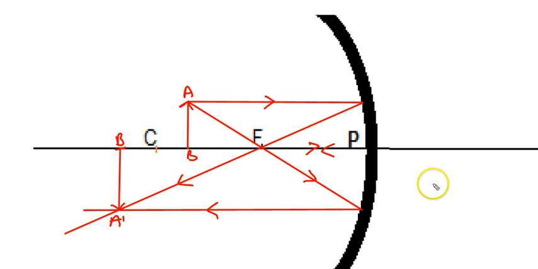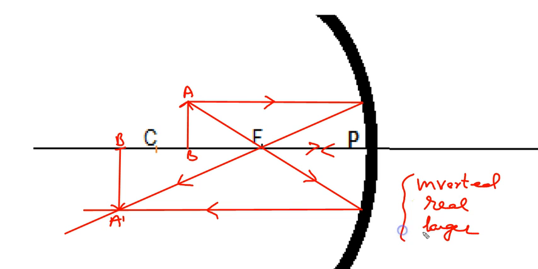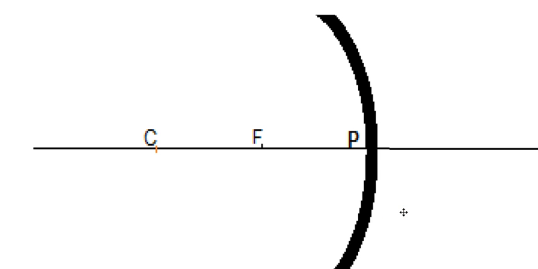So it is bigger. Number one, it is inverted. This image is inverted. Secondly, since the rays of light are actually meeting at these points, so image is real. And the third one is bigger or larger in size, right? So these three things you must keep in mind. Then we move to our next case.